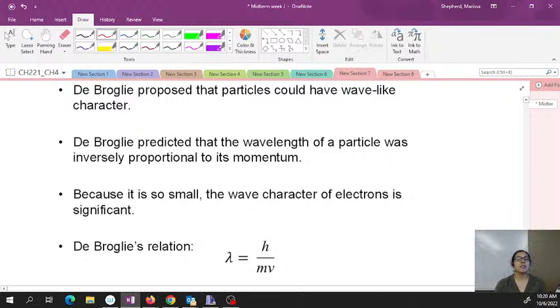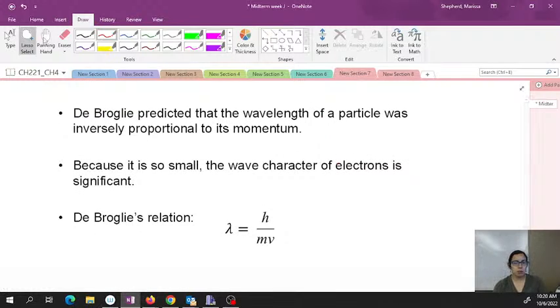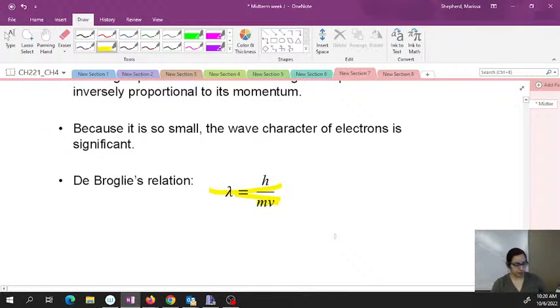So we'll do some calculations. He predicted that the wavelength of a particle was inversely proportional to its momentum, given by this relationship. The de Broglie wavelength is equal to Planck's constant divided by mass times speed, which is momentum. In this formula, I should tell you, mass needs to be in kilograms for momentum, and speed is in meters per second.